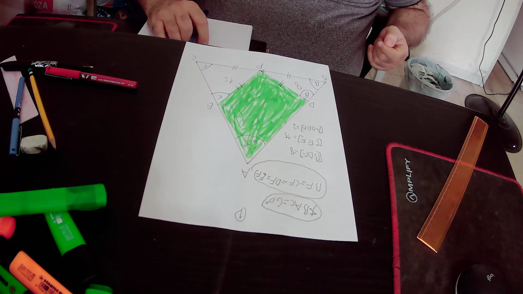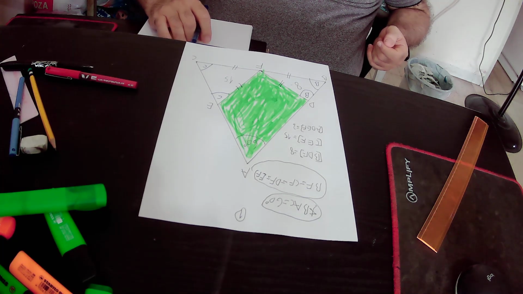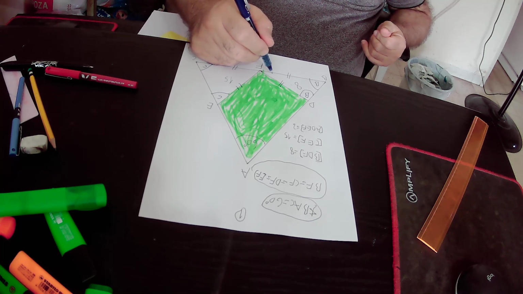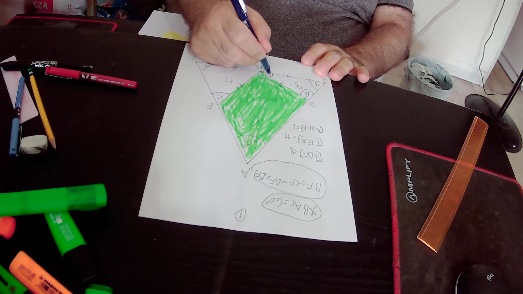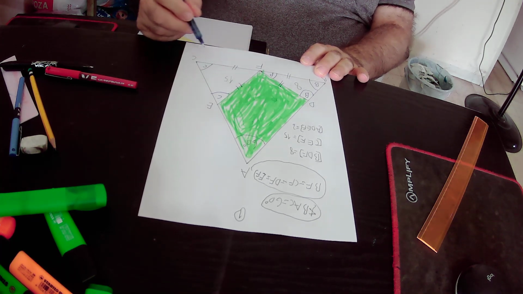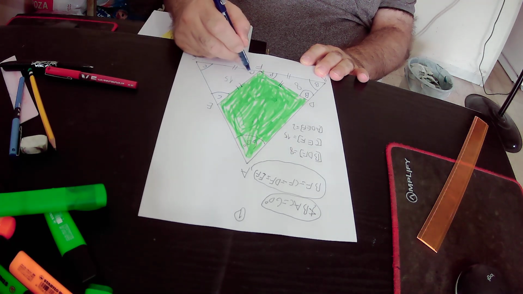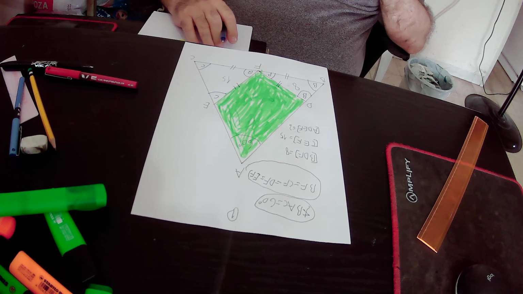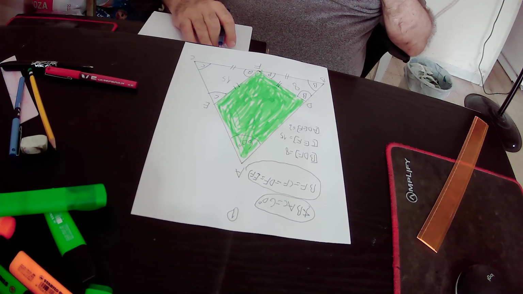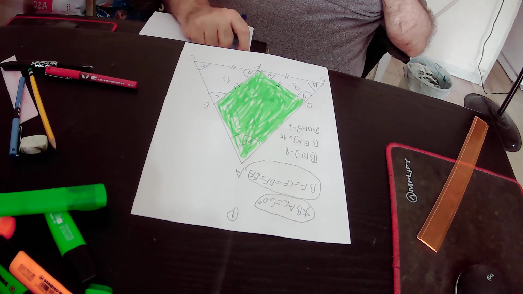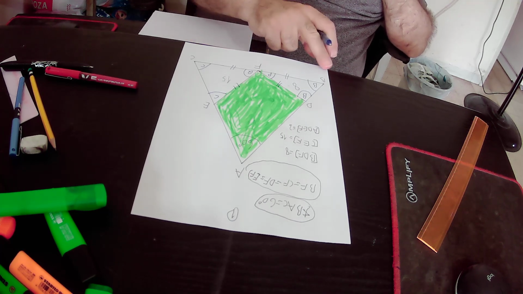Okay? So in the next step we will define angle DFB as P, and we will define angle EFC as Q. Then we will find out the values of angles P and Q in terms of B and C.